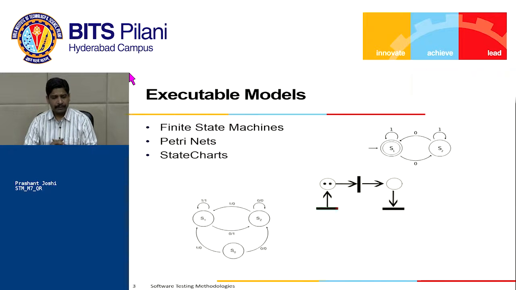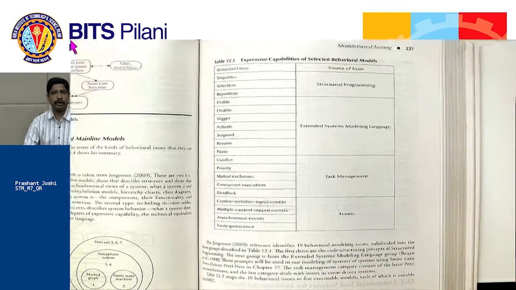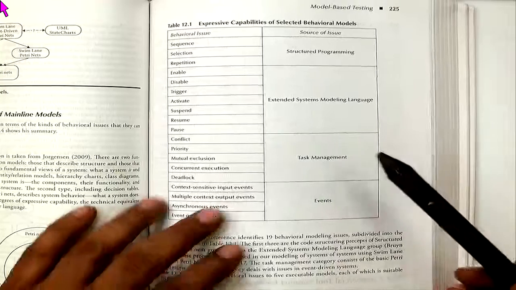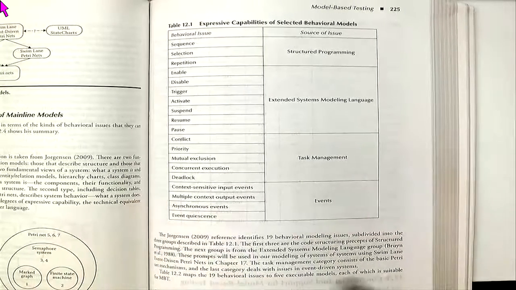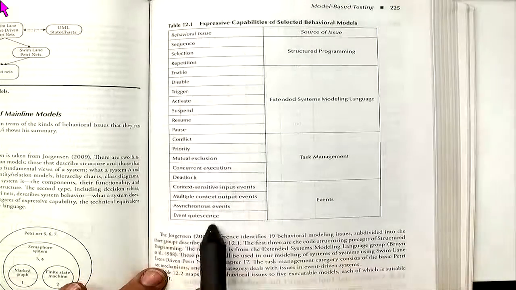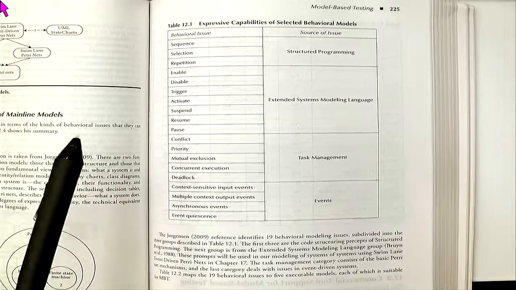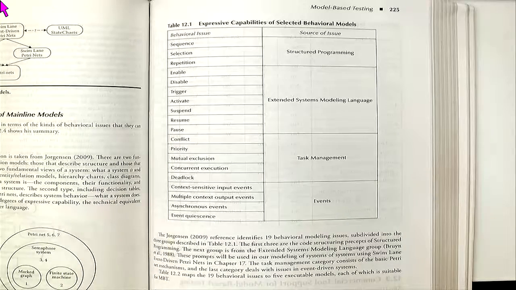So for a moment, let's also look at a few aspects of model-based testing and choice of model. So let's look at here, what do we have? The expressive capabilities of behavioral models. So what are the behavioral issues that we look at over here? And I'm going to pick a couple of them for example.